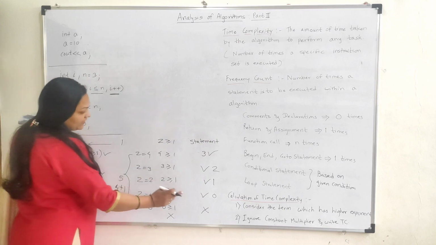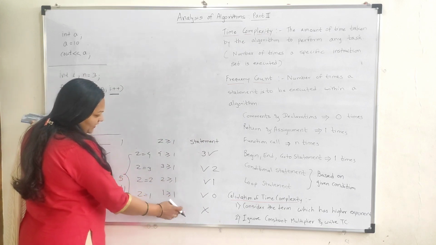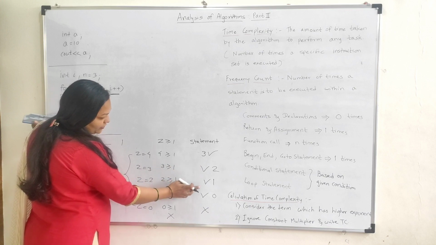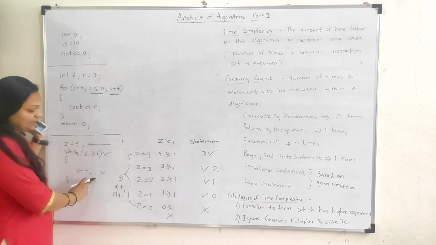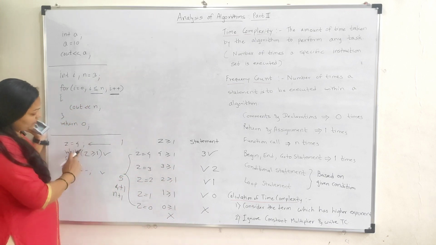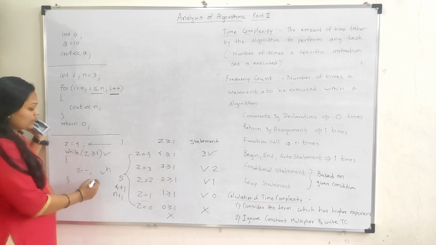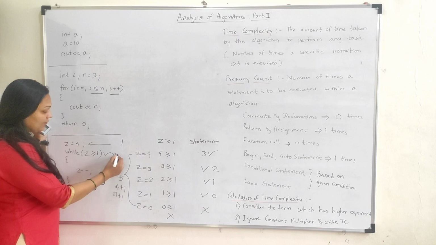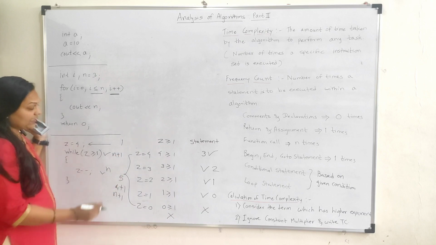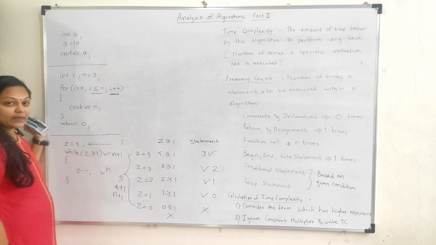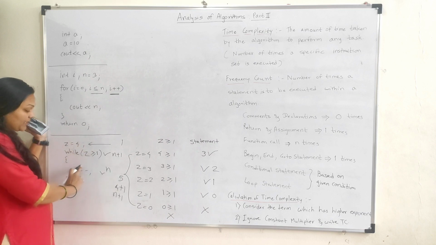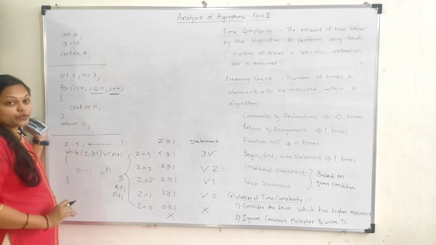And whatever is inside of it, how many times will it execute? 1, 2, 3, 4. 4 times this statement will execute, meaning n times this statement will execute. So this statement will execute n times, this will execute n plus 1 times, and this will execute 1 time. So this is the execution of each and every statement in this code.